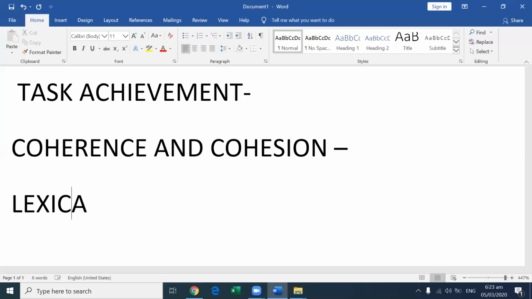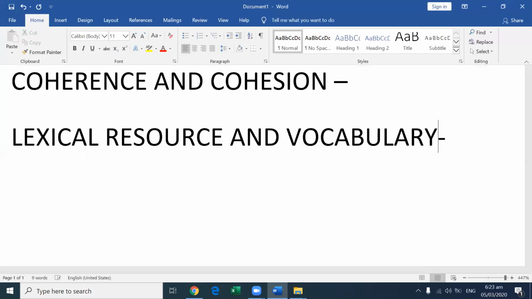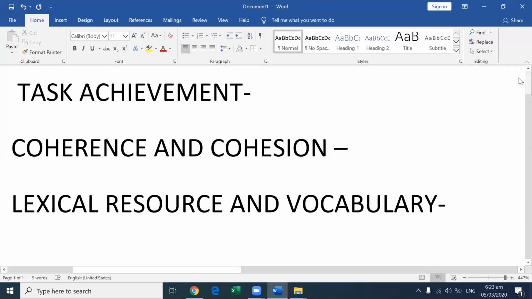Next, your lexical resource and vocabulary. This is also an advantage on your part. Most of the Filipinos are good in vocabulary. We have a good range of vocabulary. So I'm confident that you will get at least a 7 in this criterion. However, don't just settle for 7. Why settle for less when you can have more?